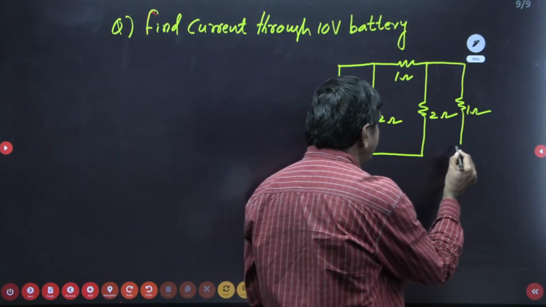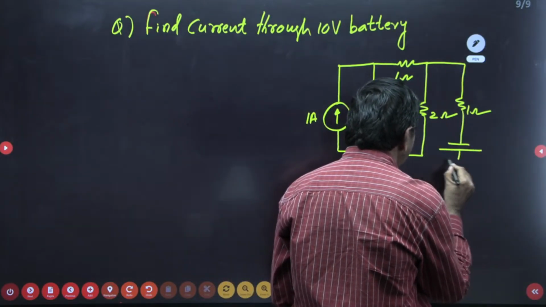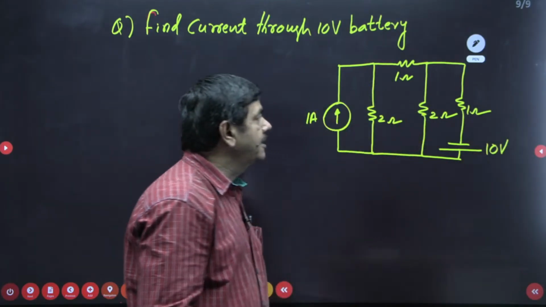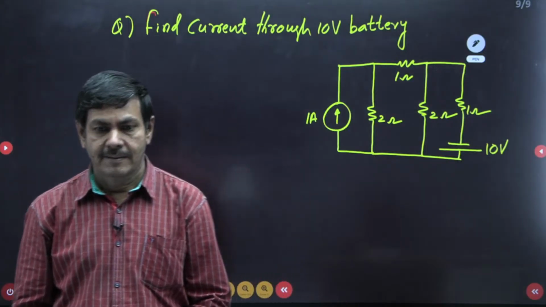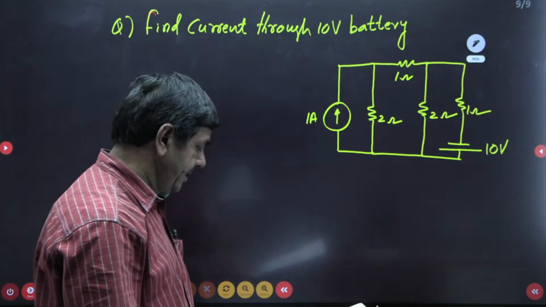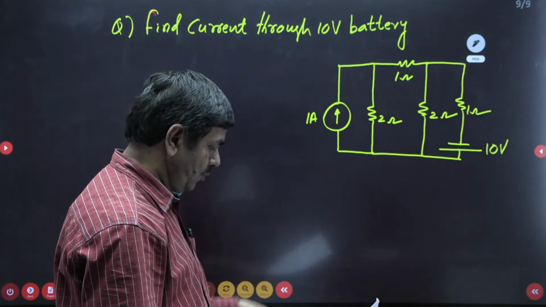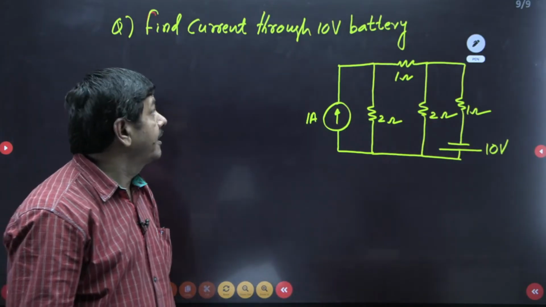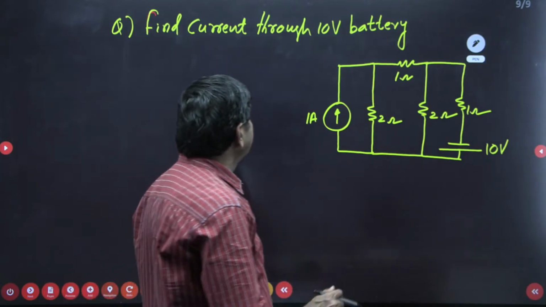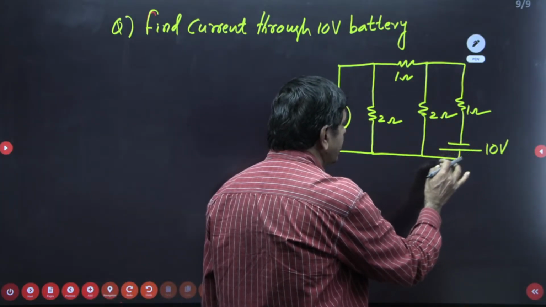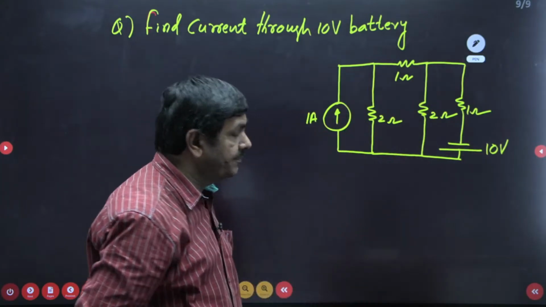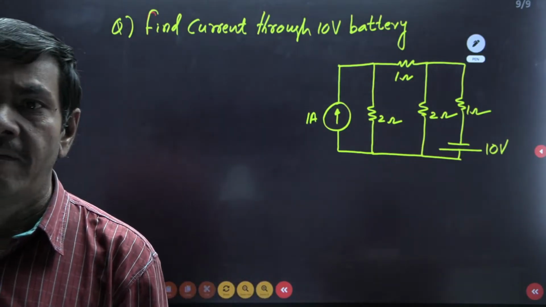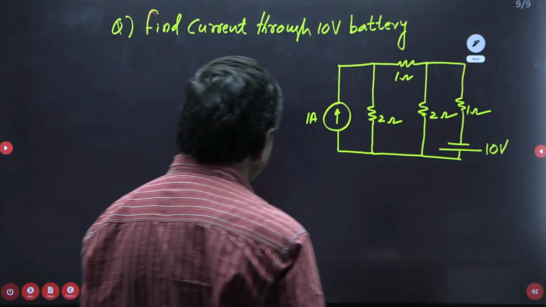It is also connected with one battery. That battery voltage is given as 10 volts. Yes, this is the given problem. Once again, I will read the values: 1 ampere, 2 ohms, 1 ohm, 2 ohm, 1 ohm and 10 volts. It is asking to find the current passing through the 10 volts battery. You please try this question. I will give some time. You please tackle this question with your own effort.